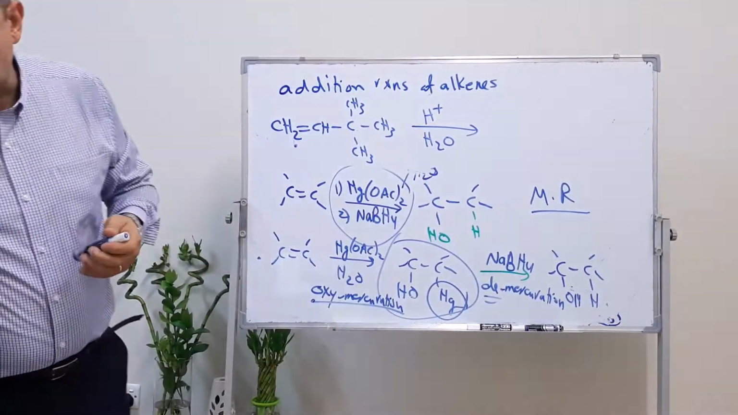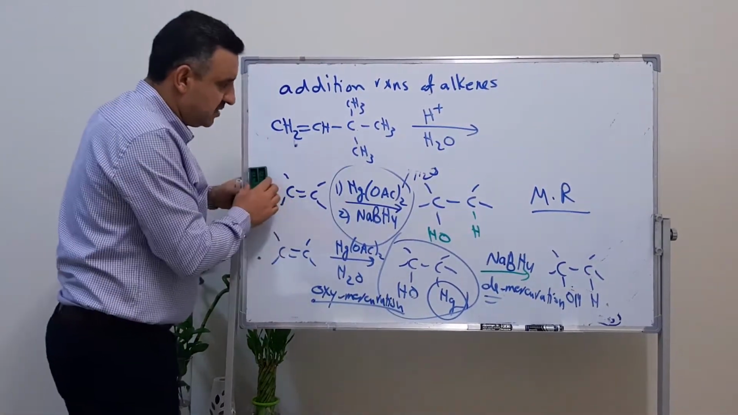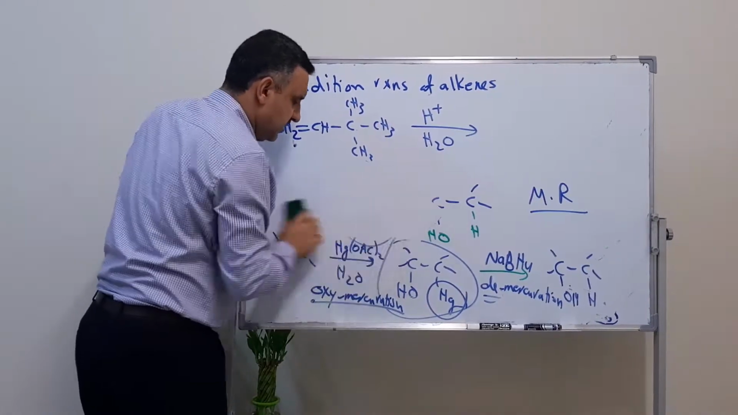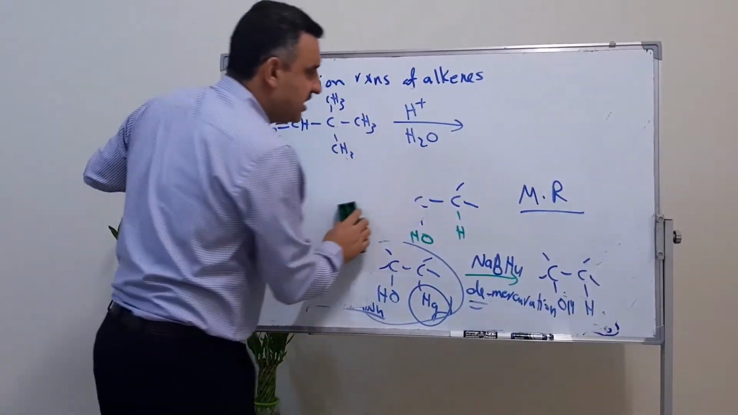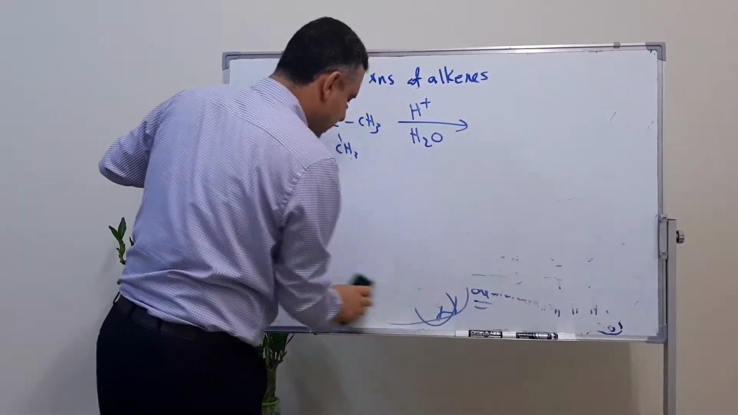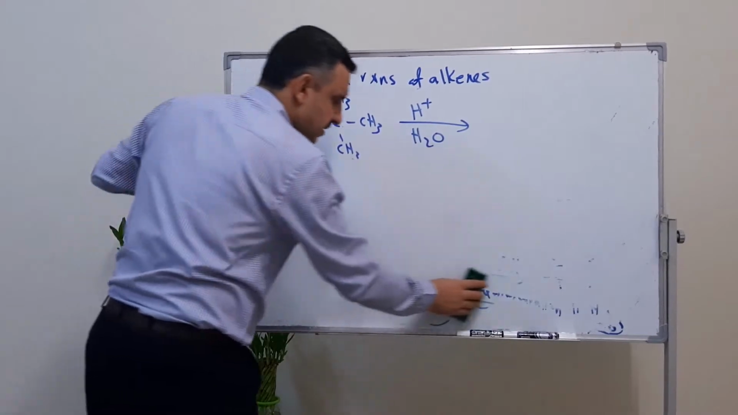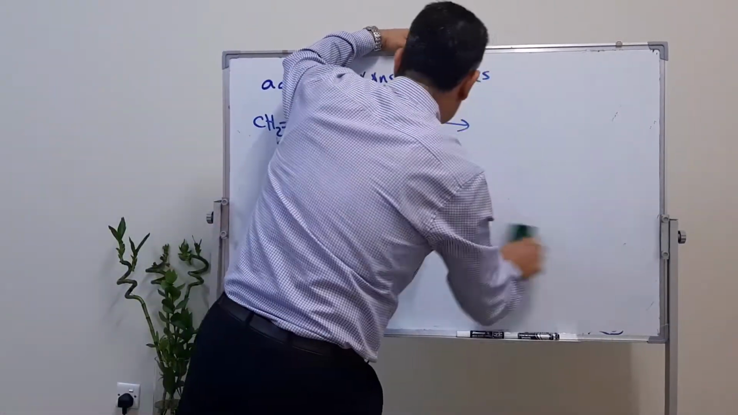What should we expect to have? So if we use the first step, let me just delete this. What you are going to get if you allow this alkene to react with H plus in the presence of water, in this case we should expect to have a hydration product, right? Which is alcohol in this case.